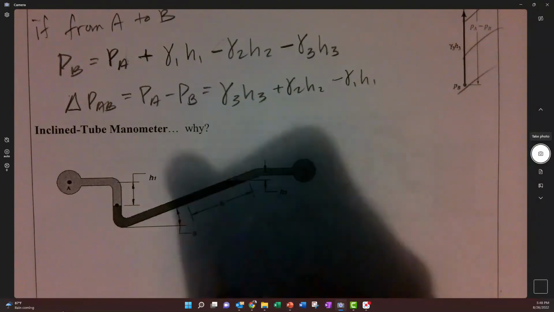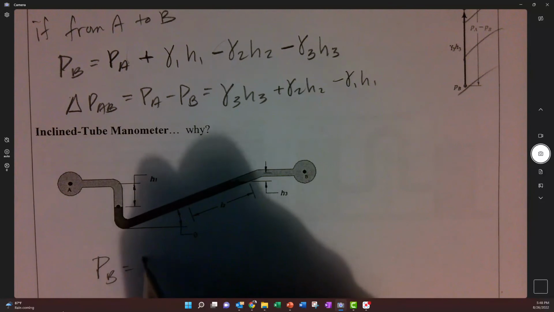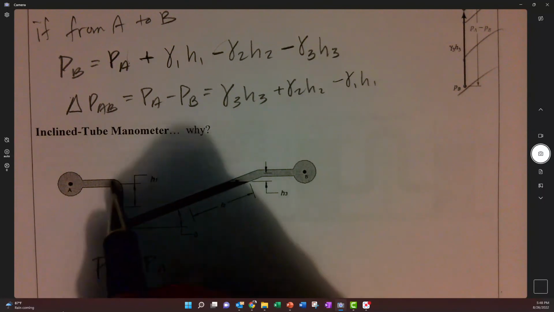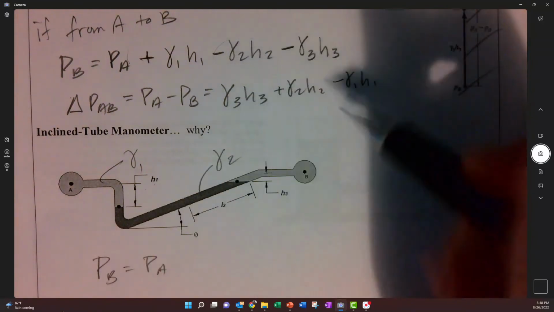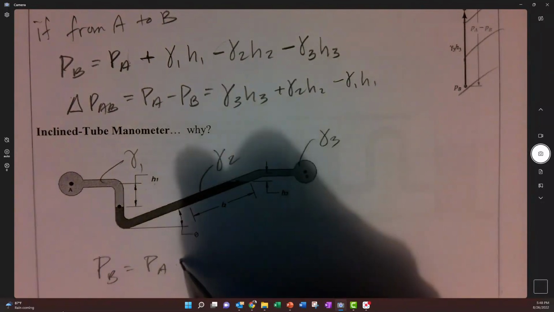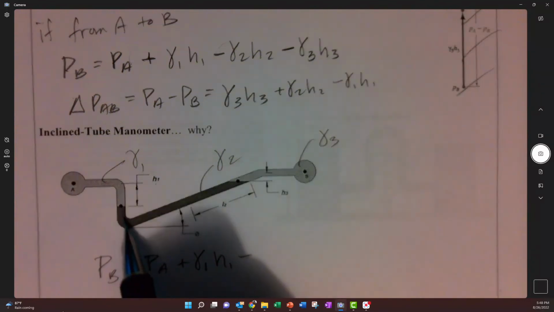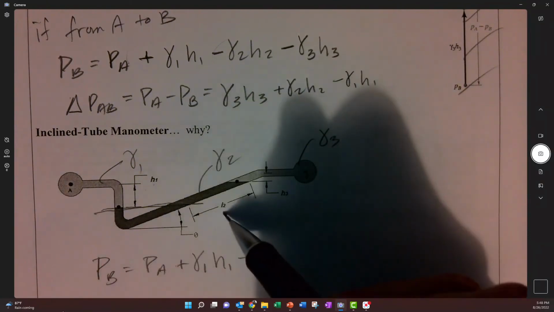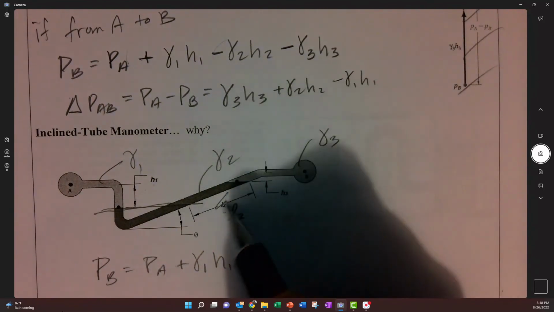So what we could do here is, if we were trying to measure PB, we would take PA as the reference and swim downwards through this. Of course, this needs to be gamma 1 if that's H1, and we're going to assume that this is gamma 2, and whatever this is gamma 3. So we'd swim down and say plus gamma 1 H1, and then subtract out, because we're going to start swimming upwards, but it's really from about there that we're measuring.